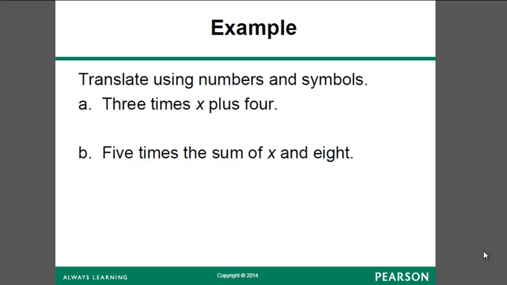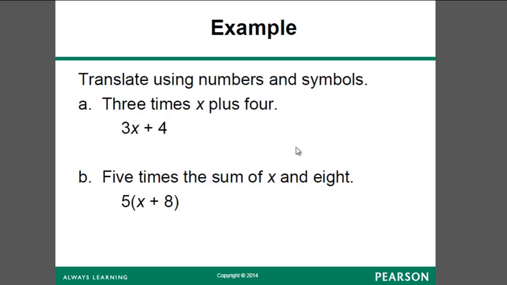They both have an addition in there because they both say plus, or sum. The first one says plus, the second one says sum. They both have the word times in there, but the way they're going to be written is going to be completely different. Notice, the first one has 3x plus 4. That is because it just says 3 times x plus 4. Just the way it's written.